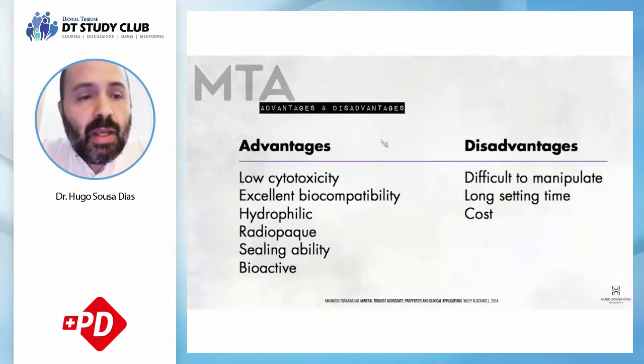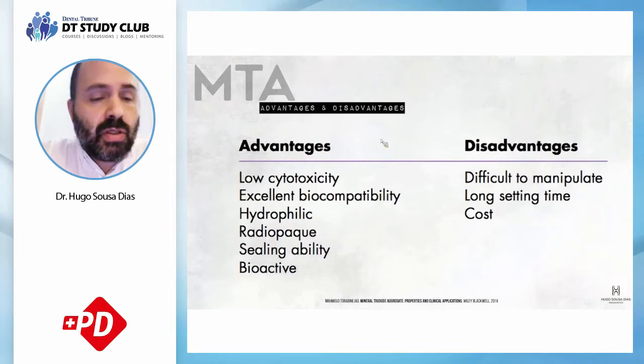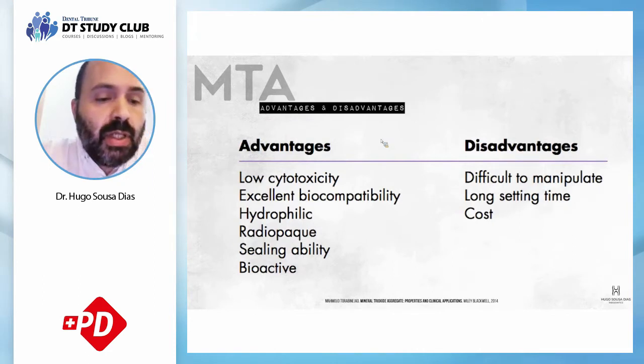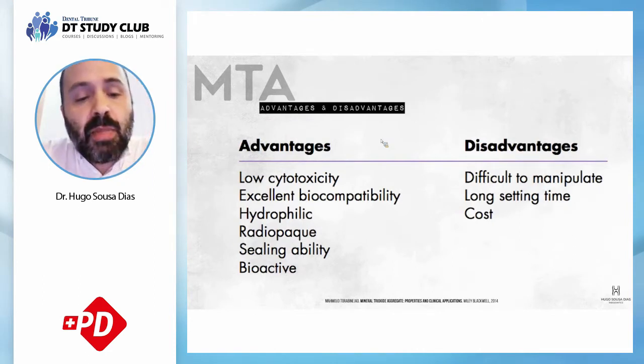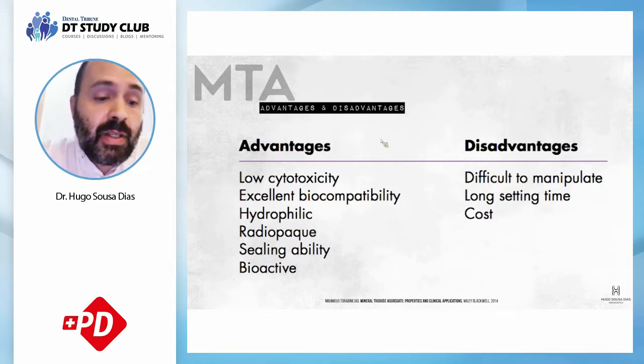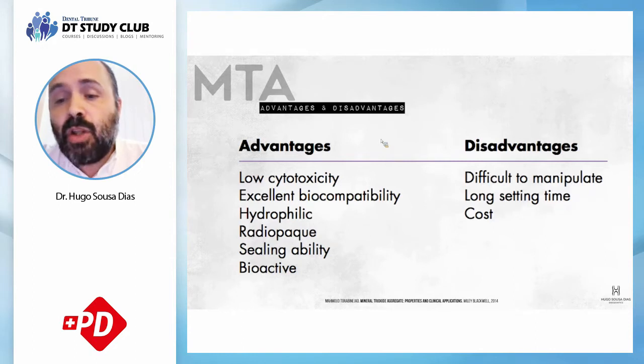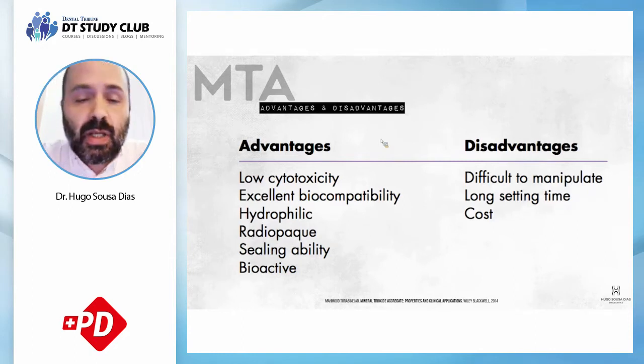The MTA has a lot of advantages. It has low cytotoxicity, excellent biocompatibility, hydrophilic nature, radiopacity, very effective sealing ability, and it is bioactive. But the first generation has some disadvantages. It is more difficult to manipulate, it has a long setting time, and the cost of the material.